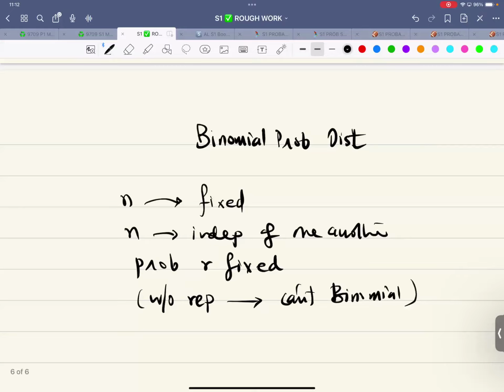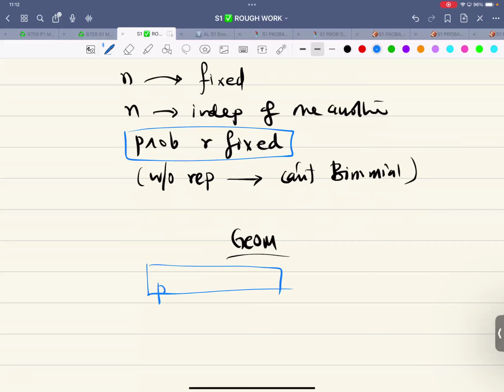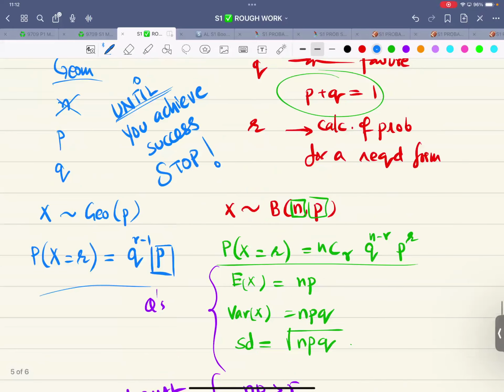And if we talk about geometric probability distribution, we just have to focus on this, that probabilities are fixed. Therefore, a without replacement scenario cannot become a geometric distribution scenario. So that's more or less about this.